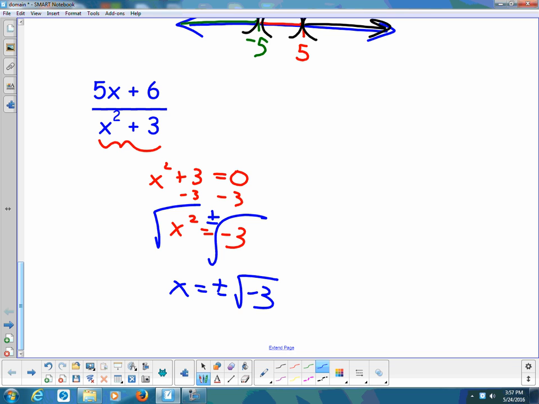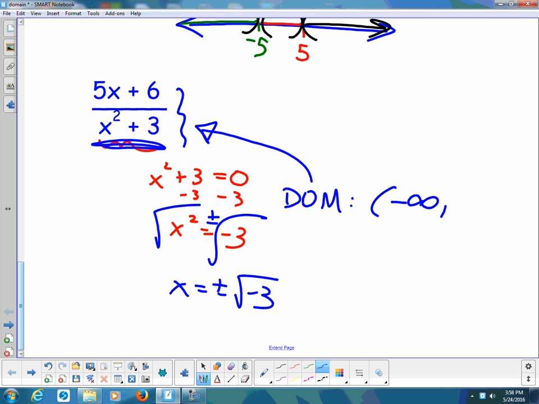And I cannot take the square root of a negative number and stay in the real number system. So that's why there is no x value that's going to make our denominator equal to 0. So that's why our domain for this example here is all real numbers. And we're going to indicate that by writing negative infinity to positive infinity.